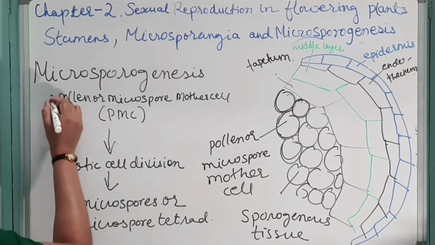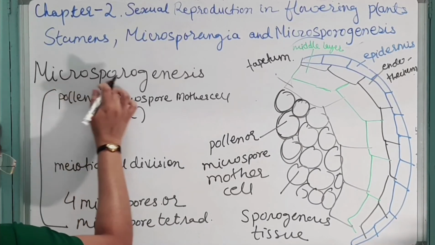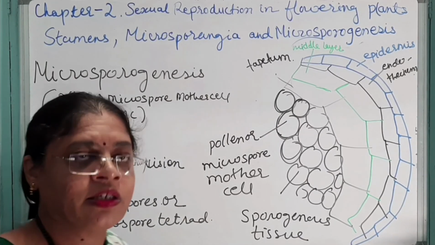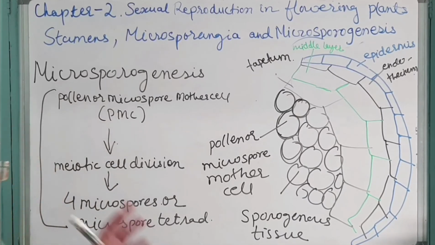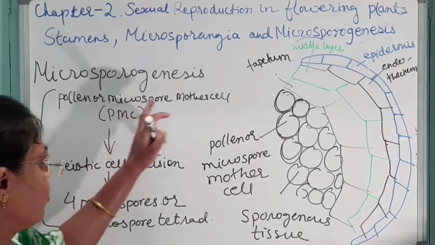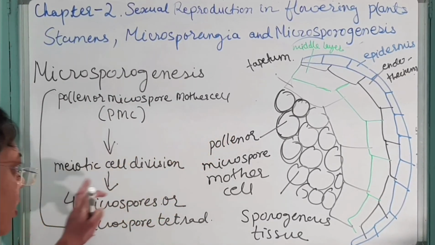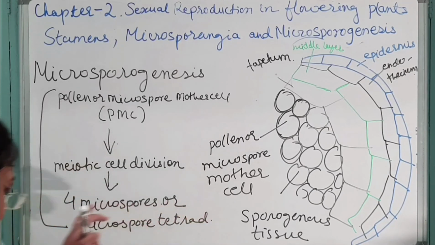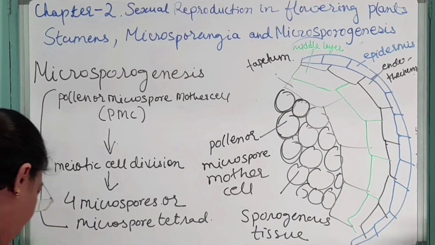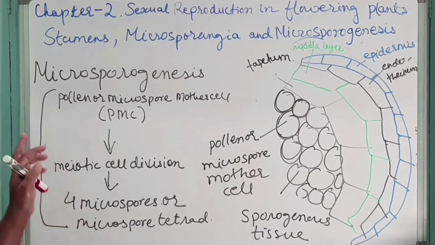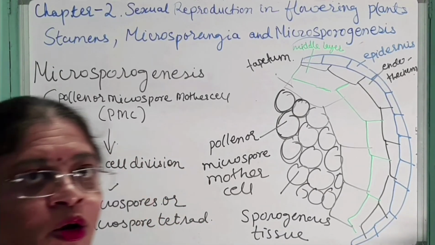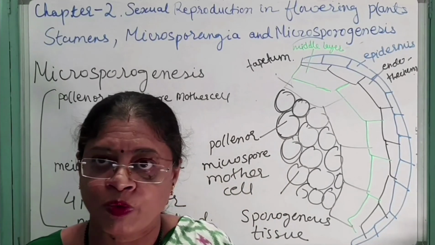And this process is called microsporogenesis. So, what is microsporogenesis? Microsporogenesis is the process by which microspore tetrad is formed from the pollen or microspore mother cell by meiotic cell division. Okay, I will repeat it again. What is microsporogenesis? It is the formation of microspores from pollen or microspore mother cell by meiotic division. I hope you have understood up to microsporogenesis.